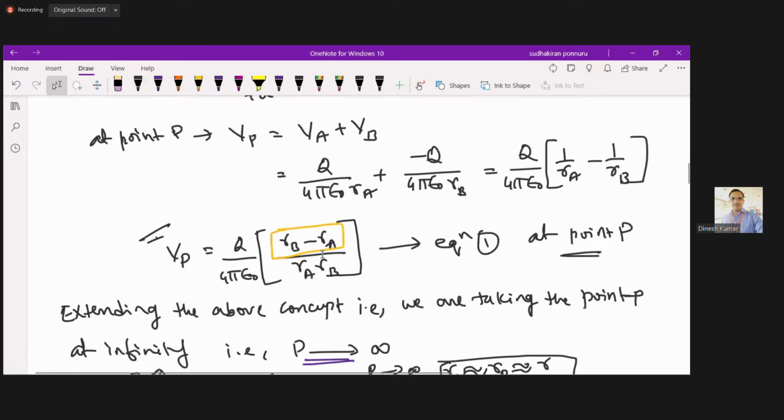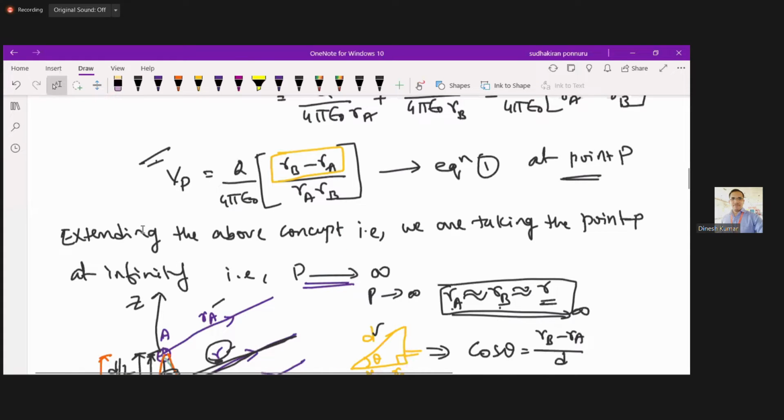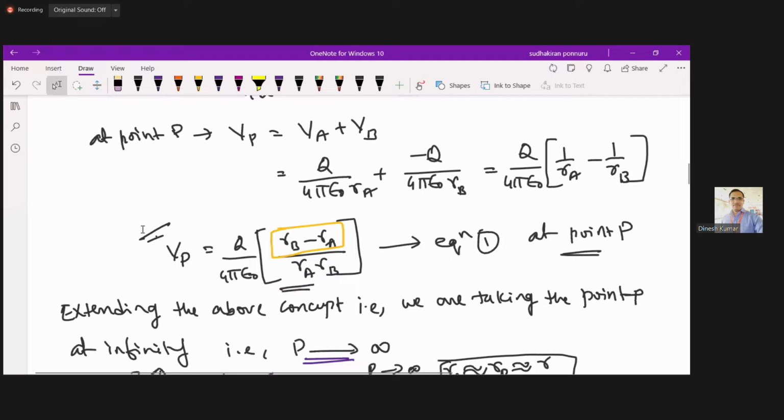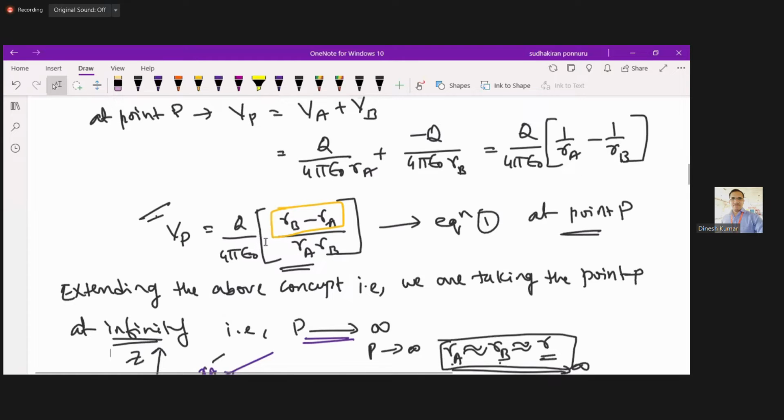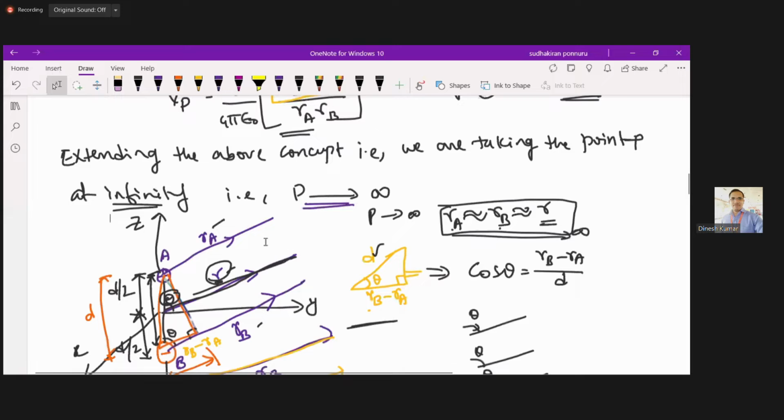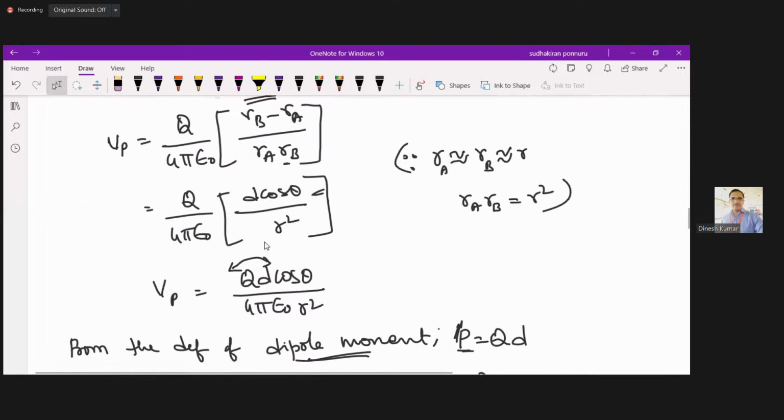First of all, we got this equation. Later, we assumed the point P, whatever the point P is, to be at infinity. Later, we did some modification for the diagram and proceeded. Finally, we got this equation, that is Vp is equal to Qd cos theta whole divided by 4 pi epsilon naught r square.